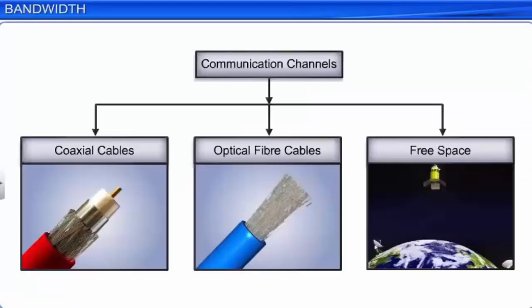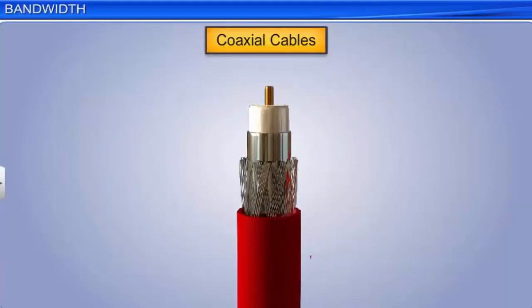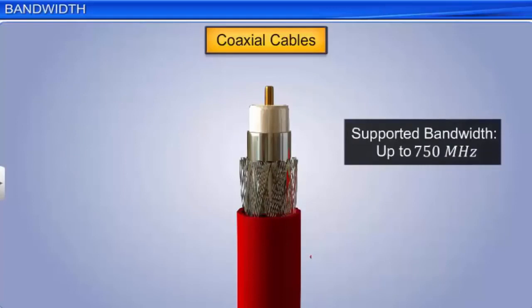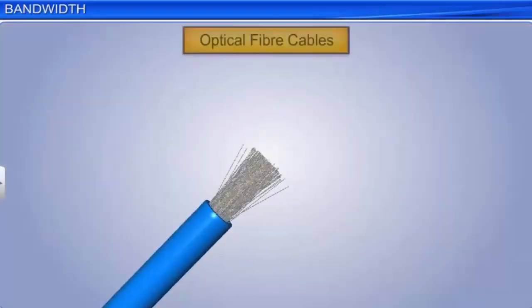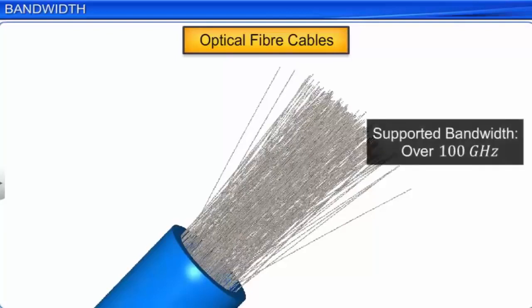Message signals in communication systems travel through different kinds of channels that support different bandwidths. Coaxial cables that are widely used in internet connections and cable television networks offer a bandwidth of 750 MHz. Optical fiber cables that have revolutionized communication systems worldwide offer a phenomenal bandwidth of over 100 GHz. Optical communication using fiber is performed in the frequency range of 1 THz to 1000 THz.